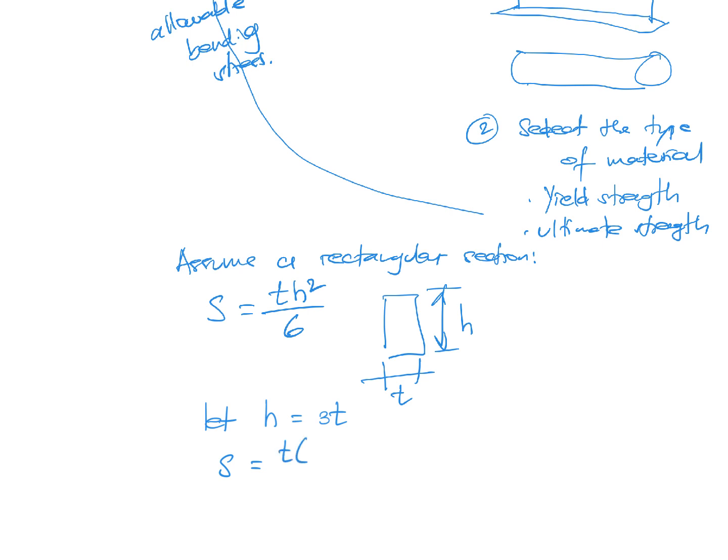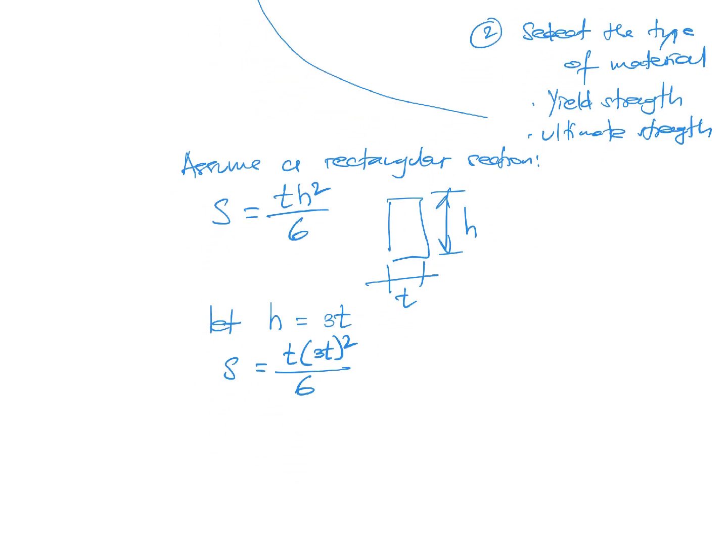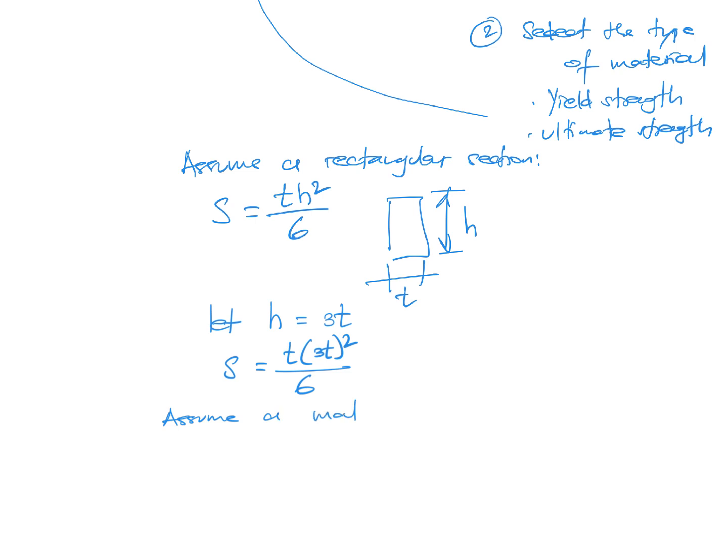that simplifies our section modulus S to be equal to t times (3t) squared over 6. And then the next part is we assume a material. So let's say we will use SAE 1040. For SAE 1040, the yield strength is equal to 42,000 psi, pounds per square inch.